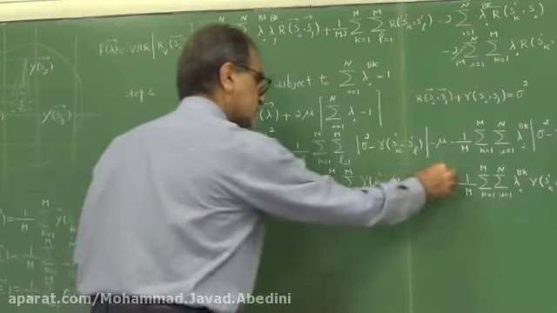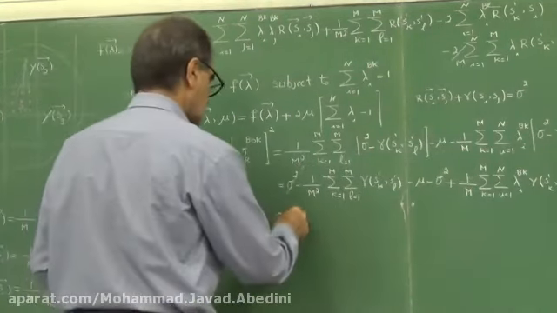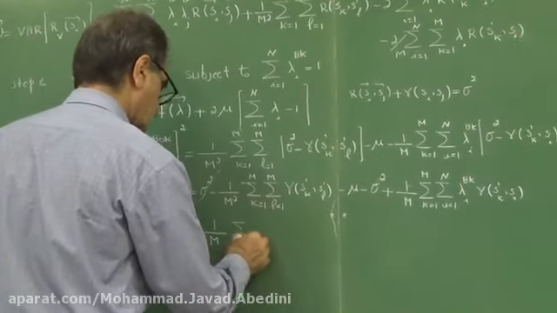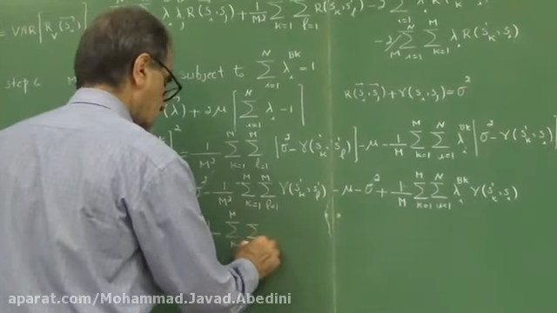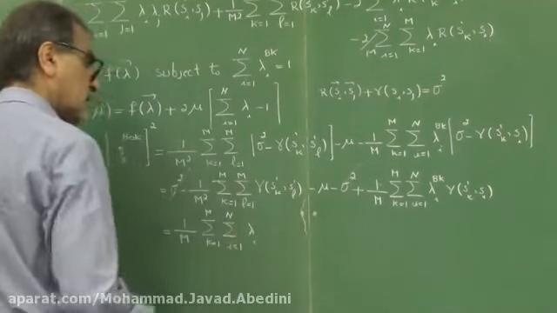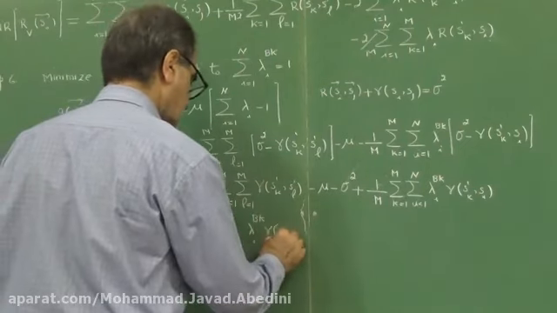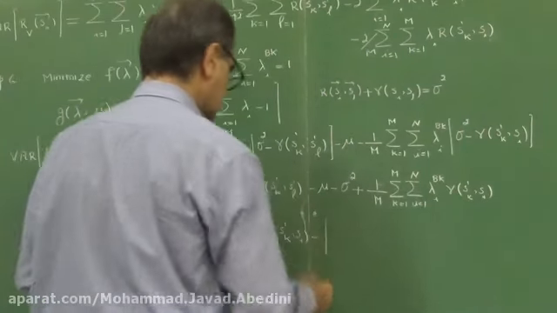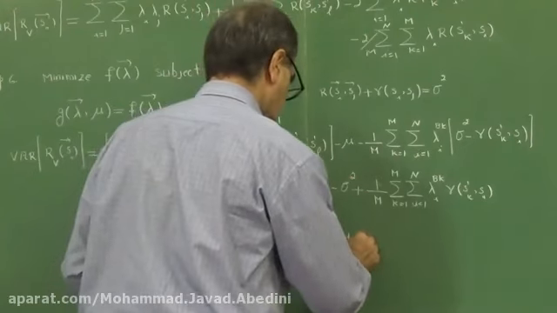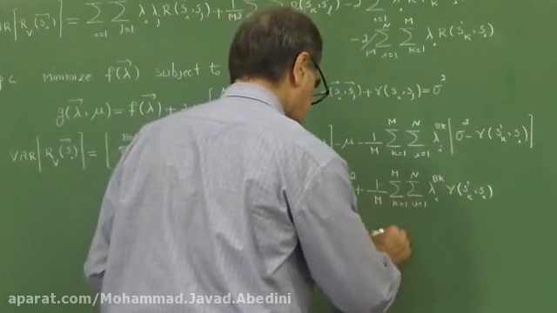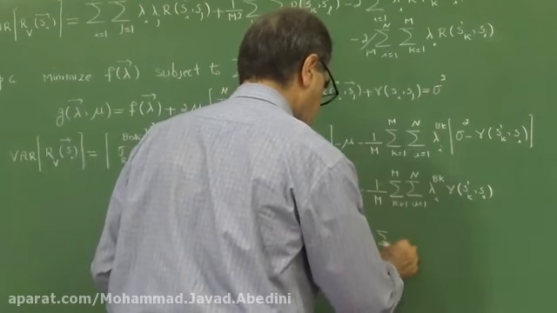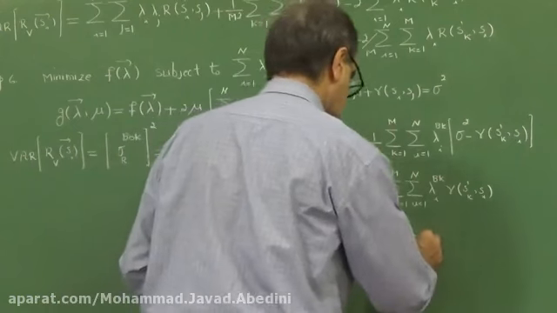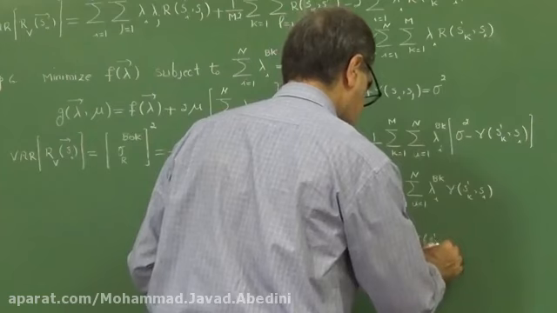Now, if you simplify this, it will become 1 over m summation K from 1 to m, I from 1 to n, lambda I bk, gamma s prime k s I, minus mu plus 1 over m square, summation K from 1 to m, summation L from 1 to m, gamma s prime k s prime l.